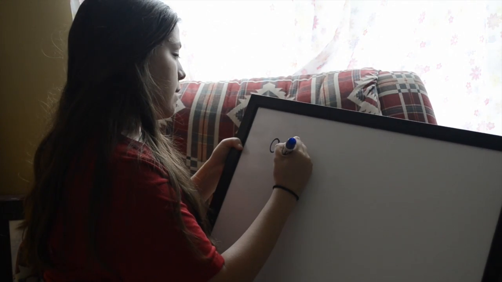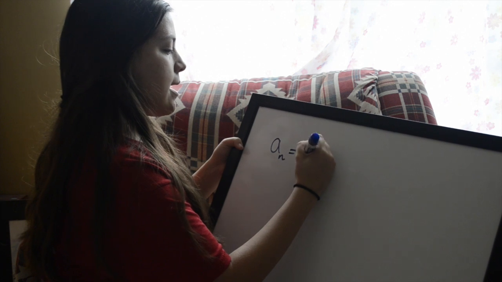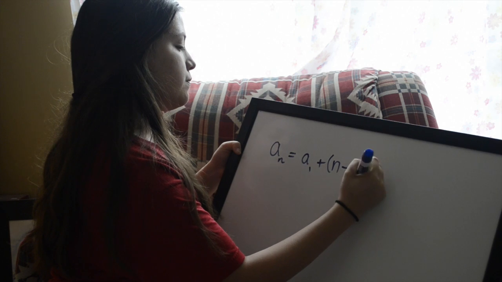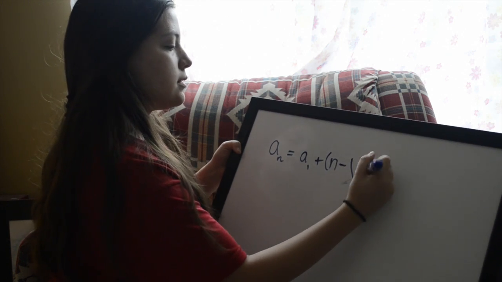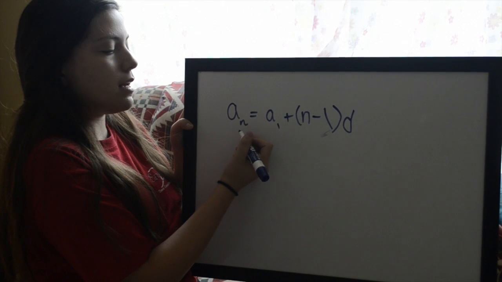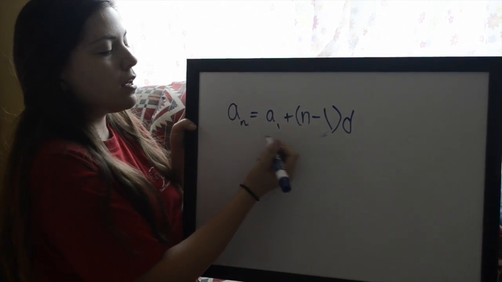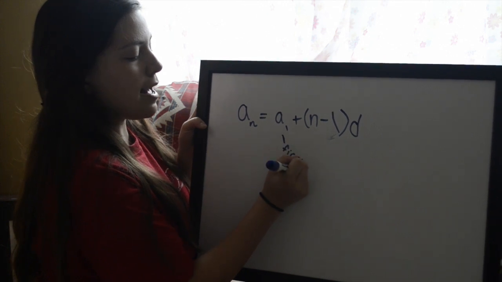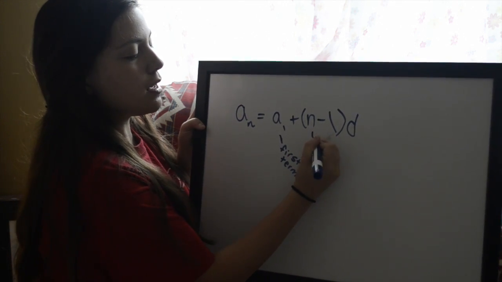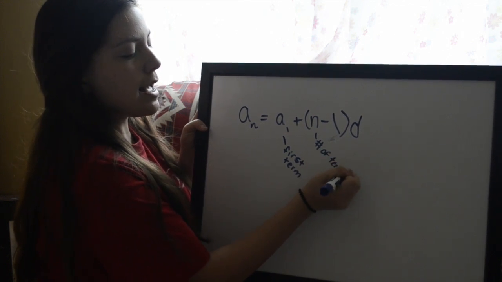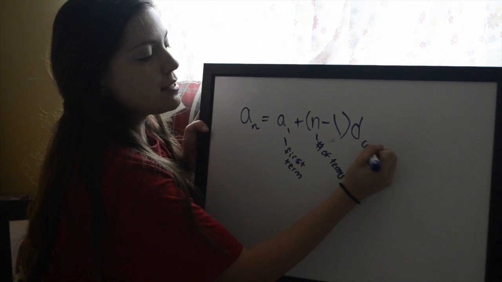So to find a certain number in a sequence, there is a formula that you can use. A sub n equals a sub 1 plus n minus 1 times d. A sub n is going to be the term that you're trying to find. A sub 1 is going to be the first term. N is going to be the number of terms in your sequence or series. And d is going to be that common difference.